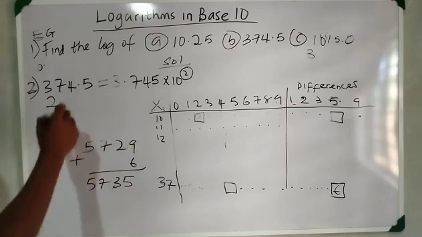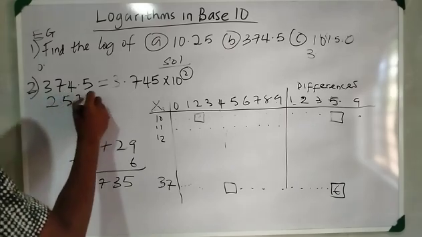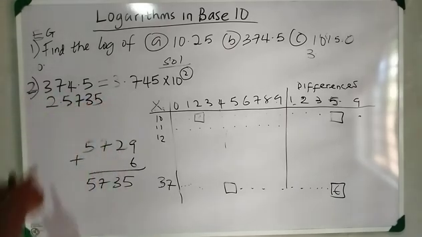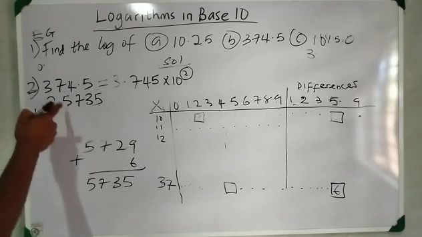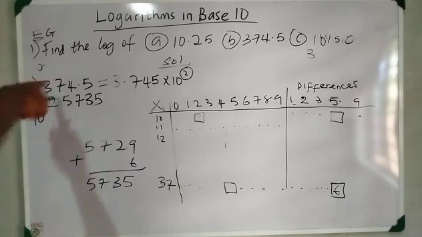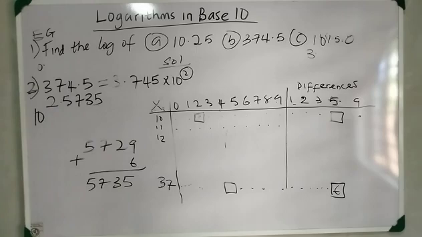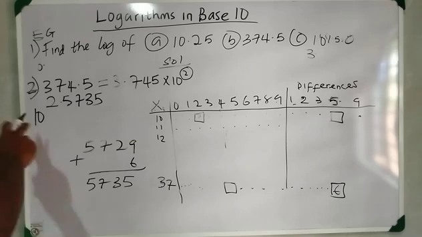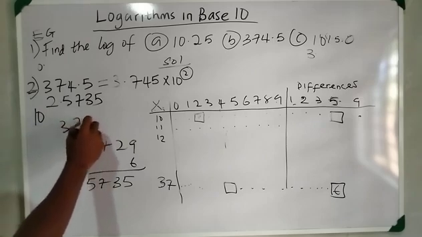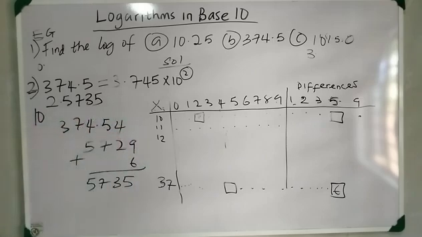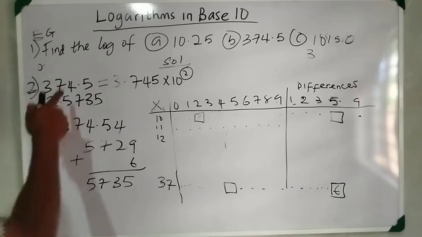And all I need to do is to add it here. 5735. So the final answer is 2.5735. So what this means is that if I raise 10 to the power of 2.5735, I will get something approximately equal to this number. Press it with your calculator. So when I press my calculator, 10 raised to the power 2.5735 gave me 374.54, which is approximately equal to what the question gave us.